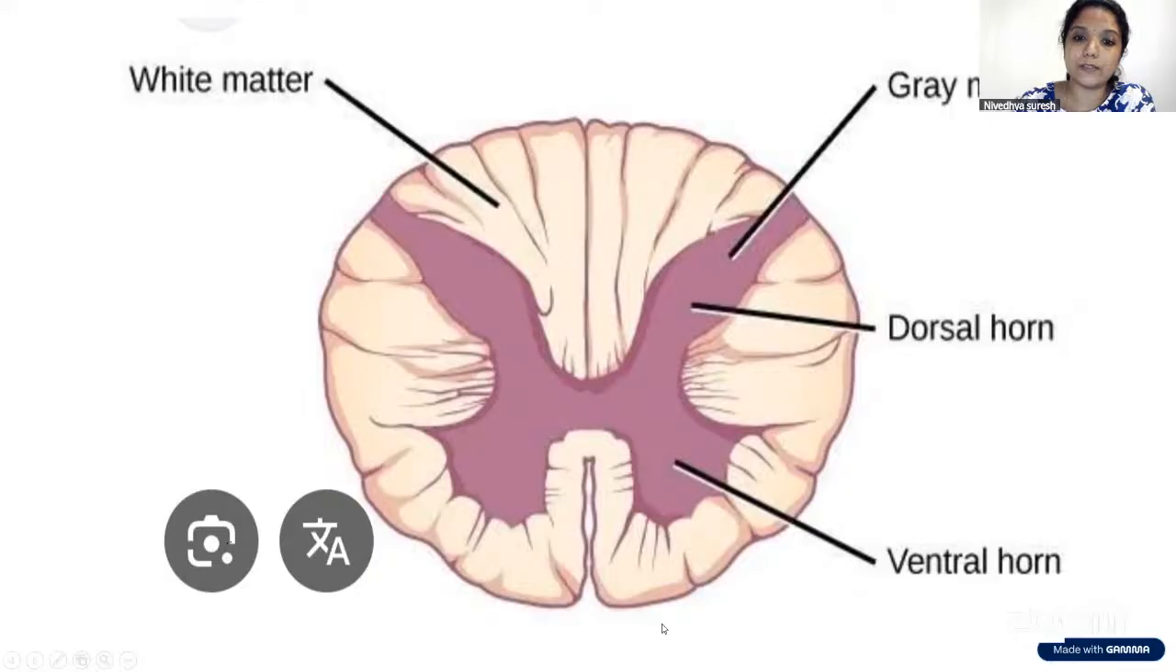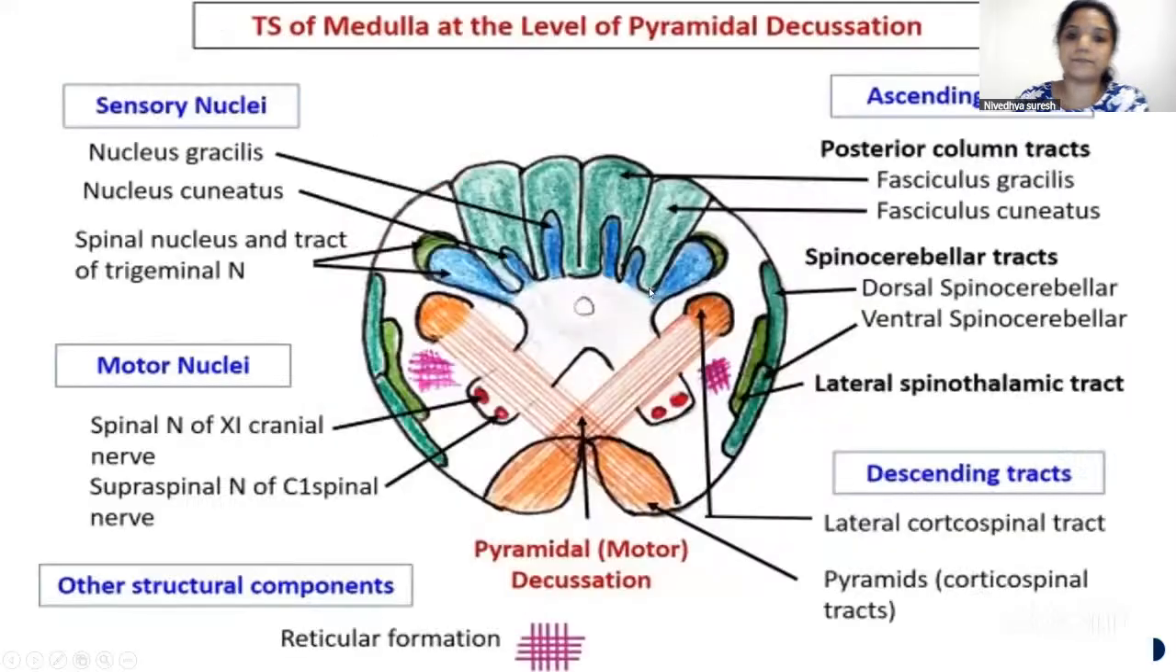So these two are the ventral horns, and these two are the dorsal horns. Okay. Guys, don't be scared by seeing this diagram. This is very easy if you understand and learn the structures.